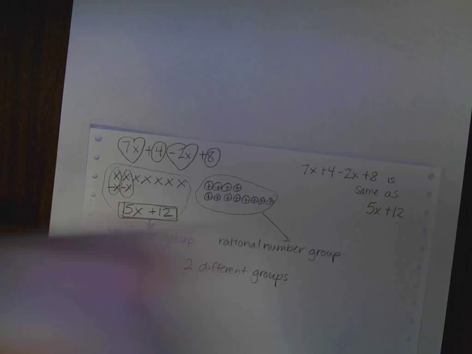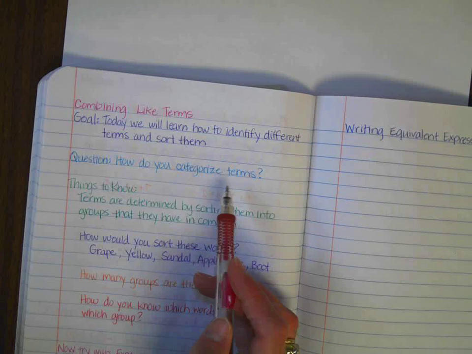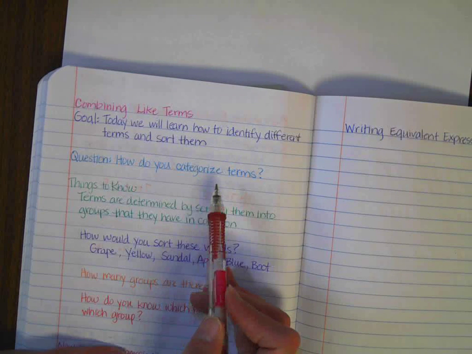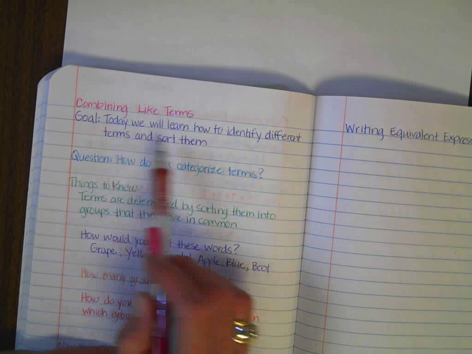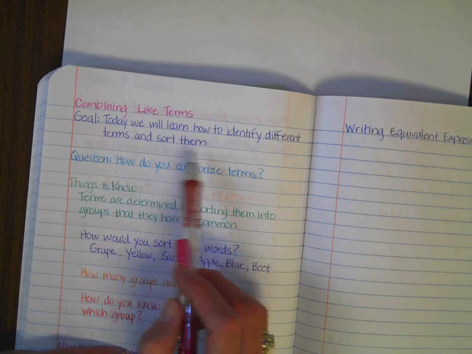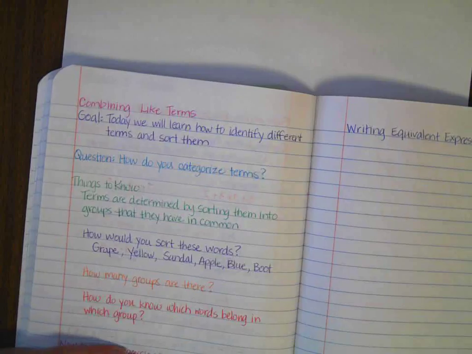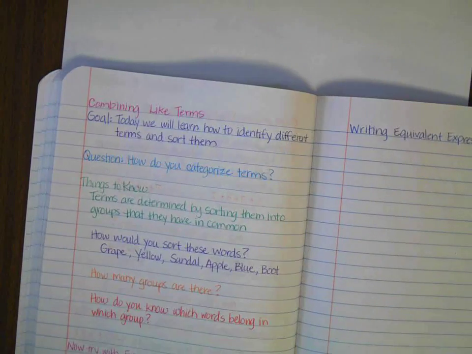Okay? So let's go back to our questions of the day. How do you categorize terms? The way you categorize terms is you identify the groups that they belong to and you put them in there. So today we will learn how to identify different terms and sort them. It's all about the groups, kiddos. That's what you have to do.